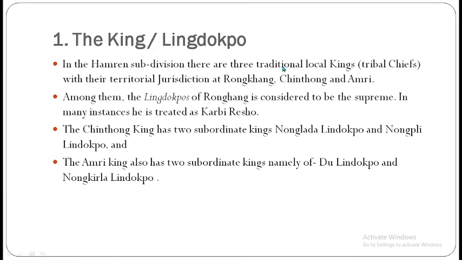In the Hamren subdivision there are three traditional local kings. Actually, these institutions are tribal chiefs, but for them it is the king. And these kings have their own traditional jurisdiction. Among the three traditional kings that the Karbis have, one of them rules at Rongkang, one of them at Chintong, and another one at Amri. Among the three chiefs, the Lindok post of Rongkang is considered to be the supreme or the most powerful one. The Chintong king has two subordinate kings, and the Amri king also has two subordinate kings.